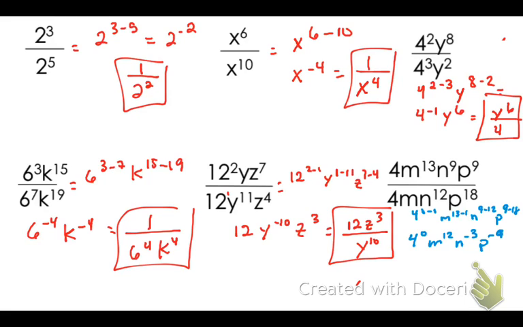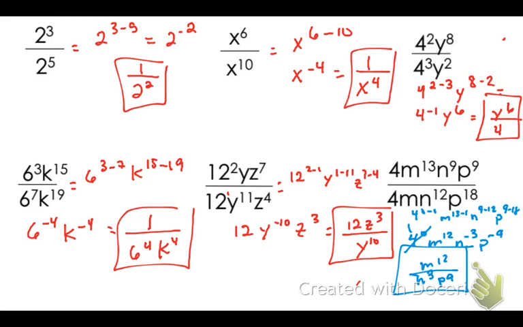Now, 4 to the 0 power is just going to turn into a 1. So I'm going to be left with m to the 12th, n to the third power, and p to the 9th power. Again, it's the same answer as you had before.